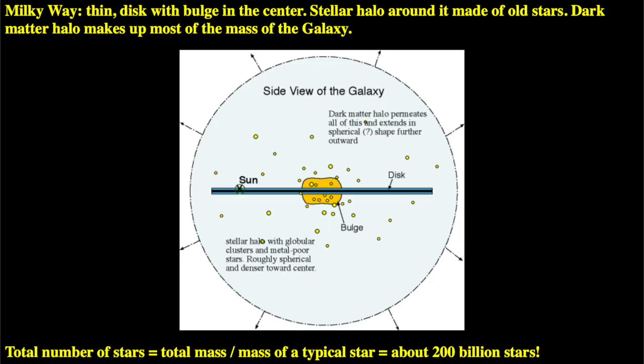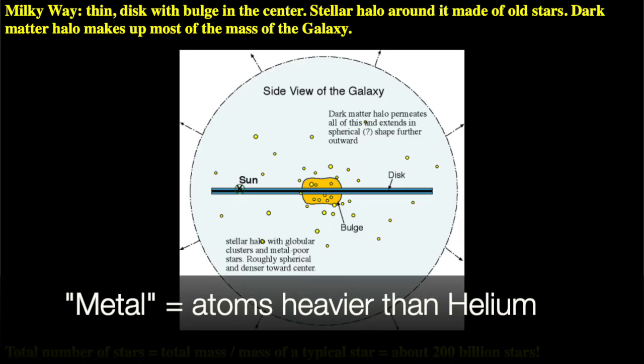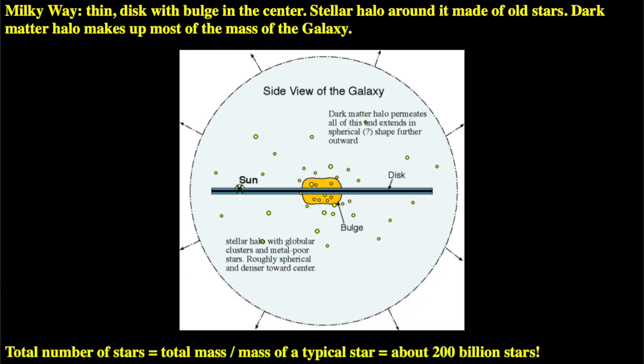Such gas is what astronomers call metal-rich, where the word metal here means atoms heavier than helium. Merging smoothly into the bulge is a stellar halo composed of old stars made of primordial or only slightly processed gas. Such gas is called metal poor. The stellar halo stars have very elliptical orbits tilted every which way, so they plunge in and out of the disk and bulge like a swarm of bees.